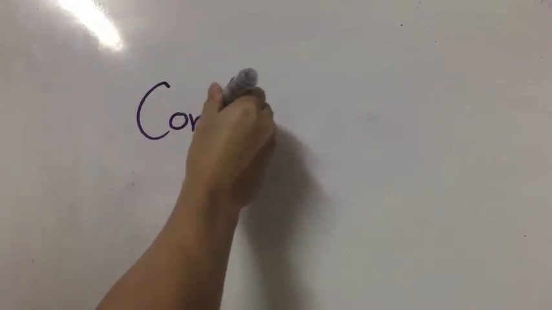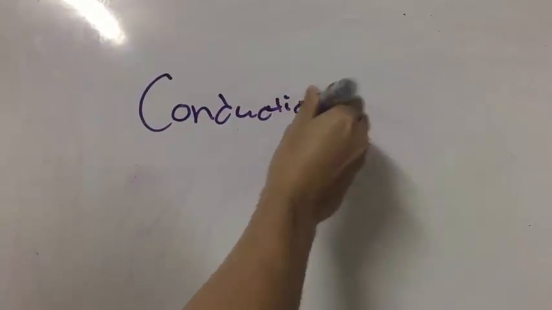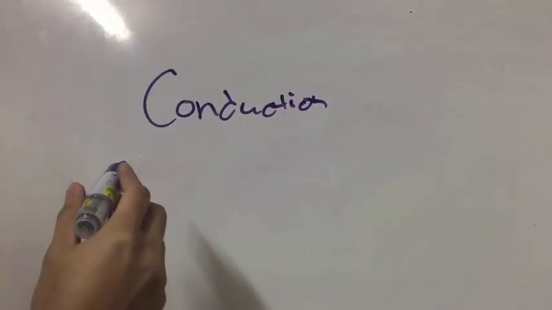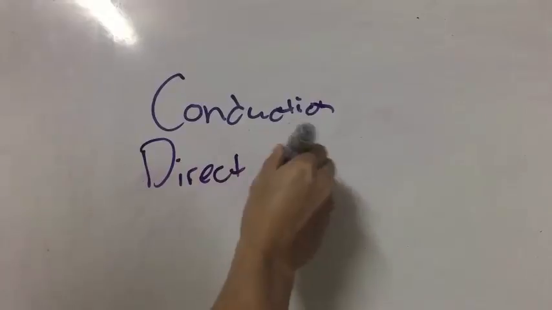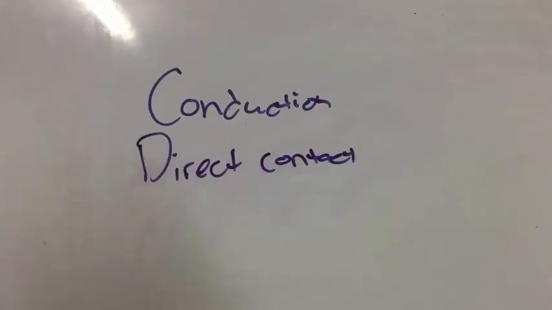So I'm going to talk about how conduction works. This is the theory of how it works. This is conduction. First of all, you need to know the definition of conduction. The definition of conduction is heat transfer by direct contact. That is the definition. Heat transfer by direct contact.